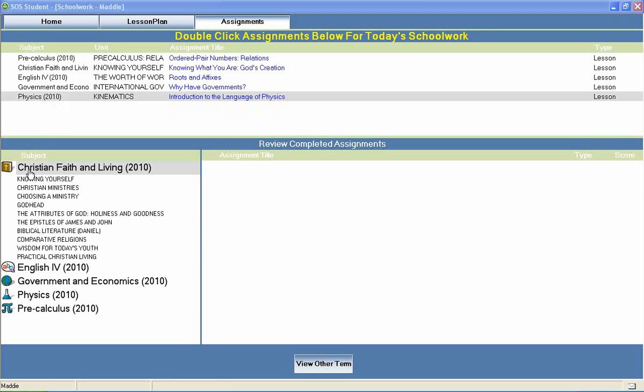Switched On Schoolhouse Christian Faith and Living is a high school Bible course that is typically included in a 12th grade course of study and includes units on knowing yourself, choosing a ministry, the attributes of God, holiness, and goodness, biblical literature, the Book of Daniel, wisdom for today's youth, and much more. Now let's take a look at a Christian faith and living lesson to see how concepts like these are covered.